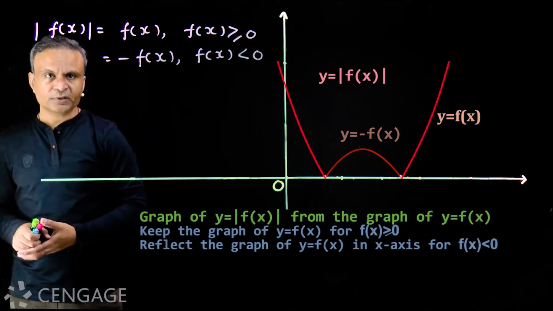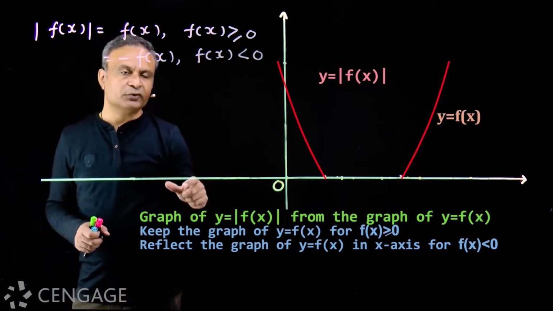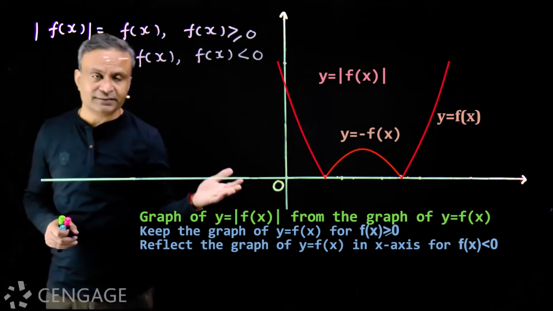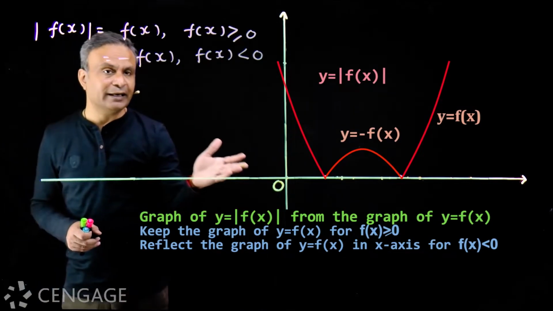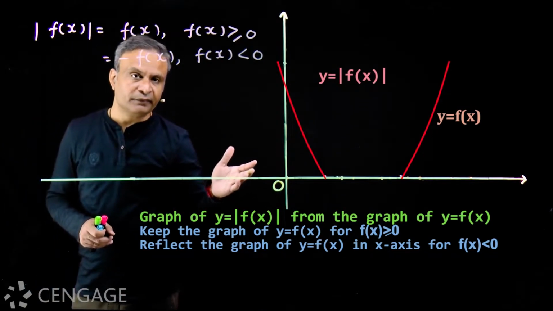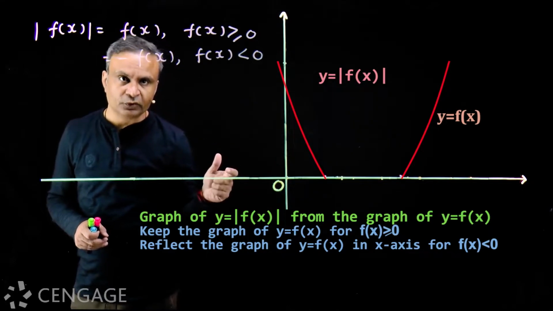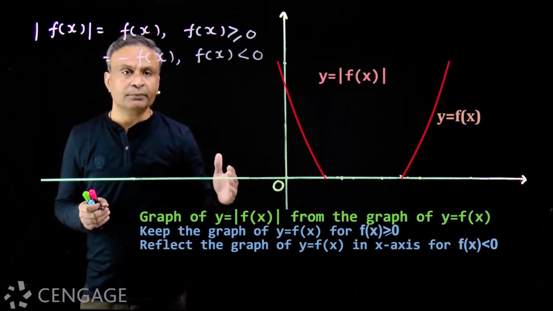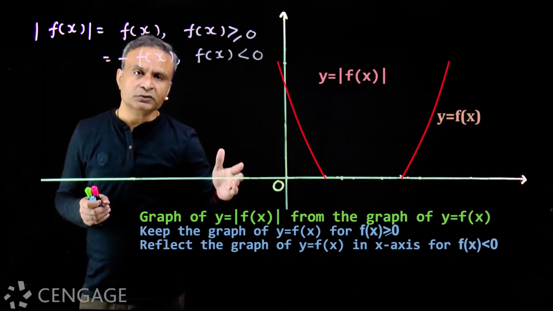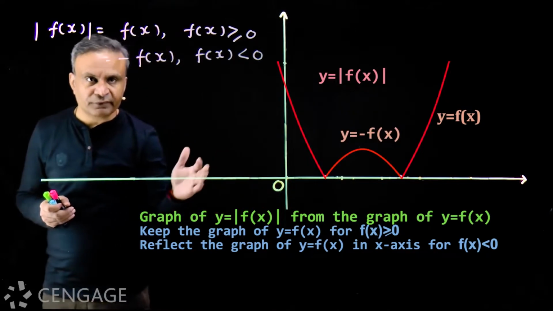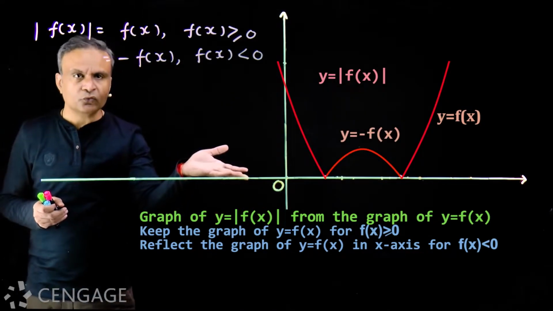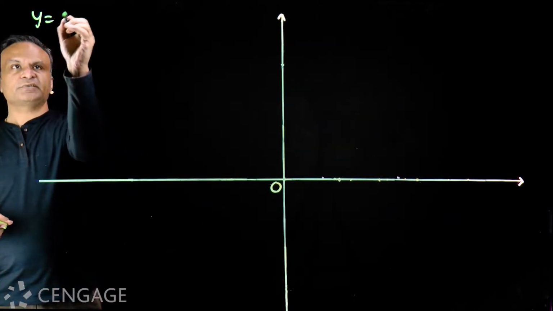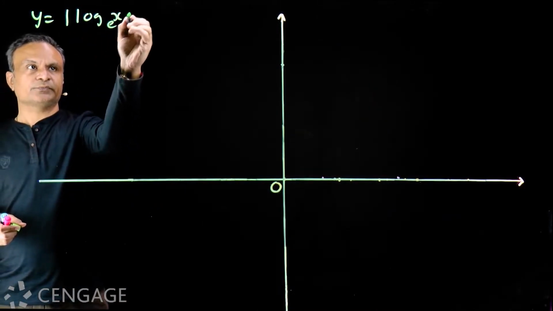What is the algorithm? We keep the graph of y is equal to f of x for f of x greater than or equal to 0, and we reflect the graph of y is equal to f of x in x-axis for f of x less than 0. जहाँ पे f of x नॉन नेगेटिव है वहाँ पे हम ग्राफ को रिटेन करेंगे, y is equal to f of x के ग्राफ को रिटेन करेंगे, और जहाँ पे f of x नेगेटिव हो रहा है उस पार्ट को हम x एक्सिस में रिफ्लेक्ट करेंगे या फिर हम उसको वर्टिकली फ्लिप करेंगे. ठीक है.